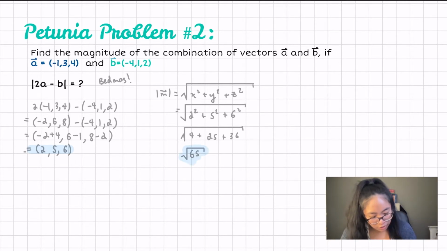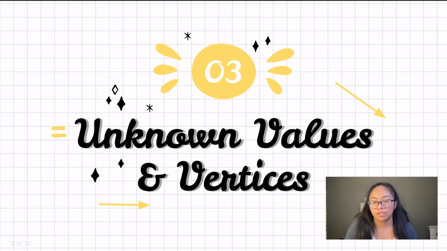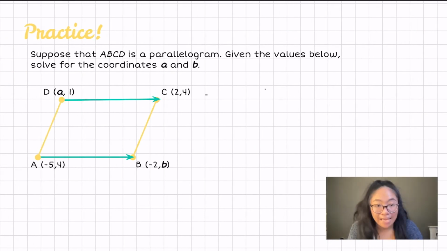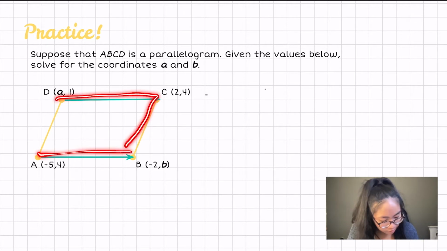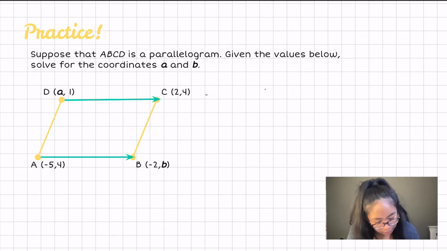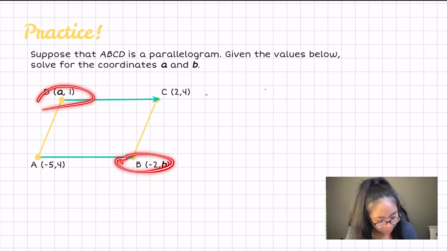That's our lowest terms. Now, the last section that we'll be going over is we're going to be applying all our operations to find unknown values and vertices of 2D and 3D shapes. Suppose that ABCD is a parallelogram, as we see right here. Given the values below, solve for the coordinates A and B. If we look at vertex D and vertex B, they're missing a coordinate. That's what we're looking for.